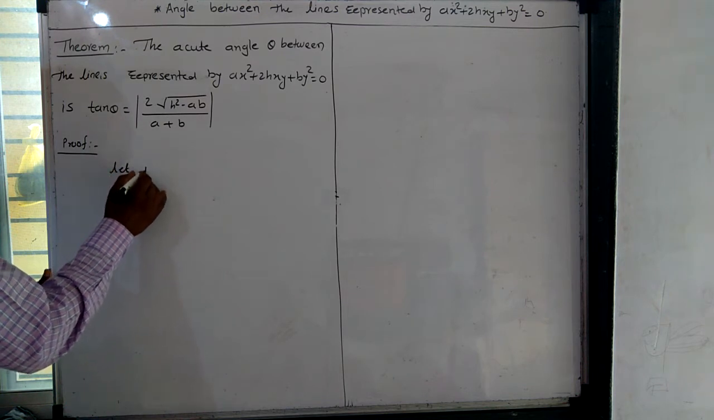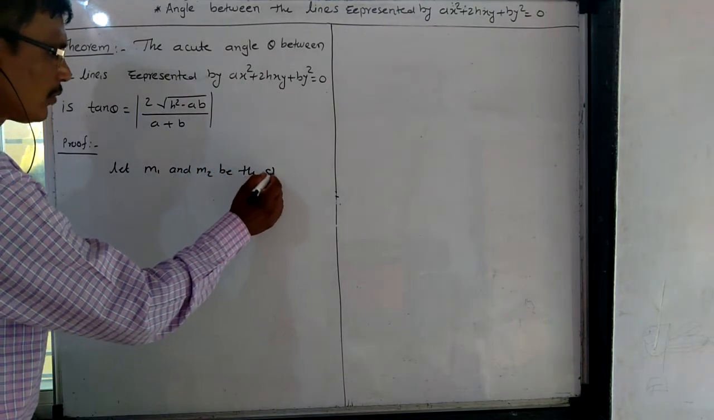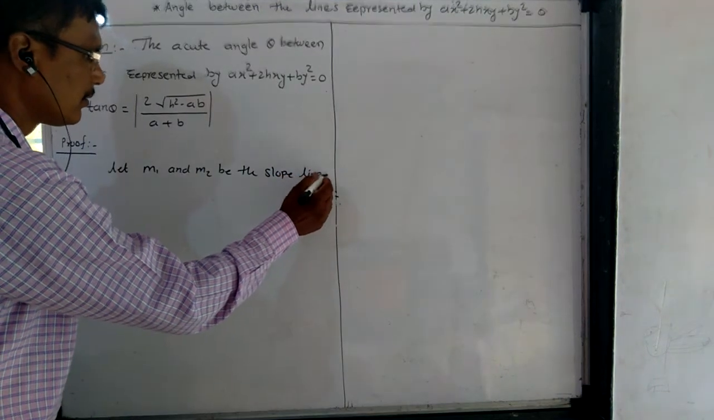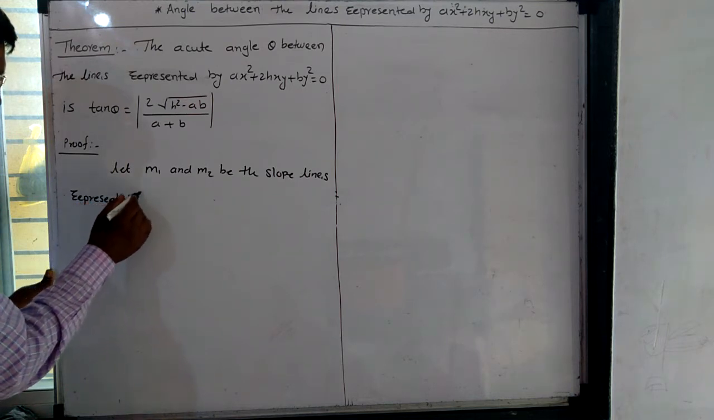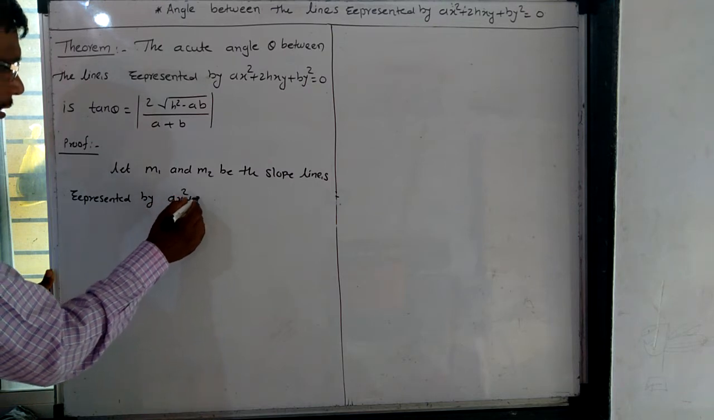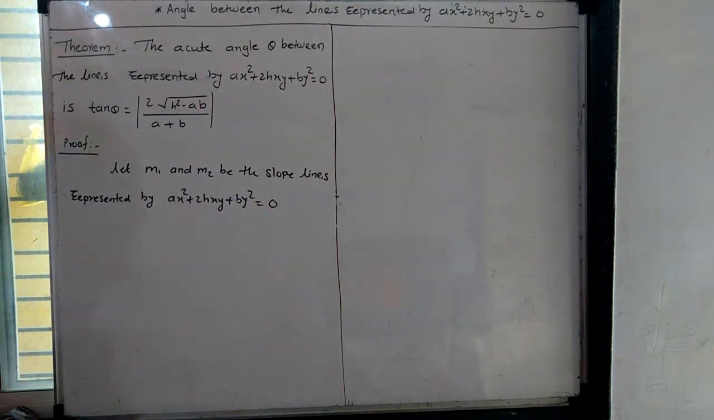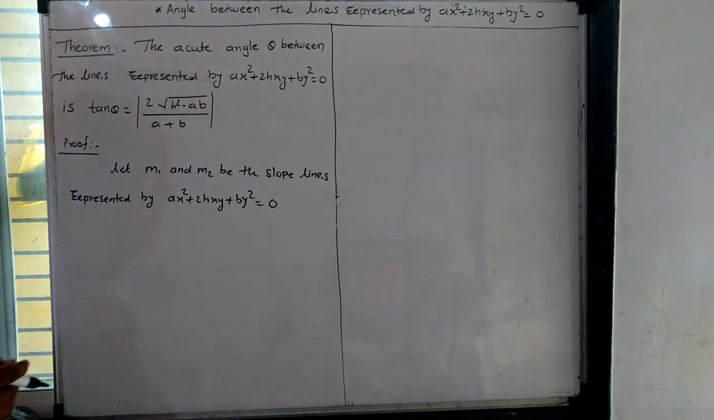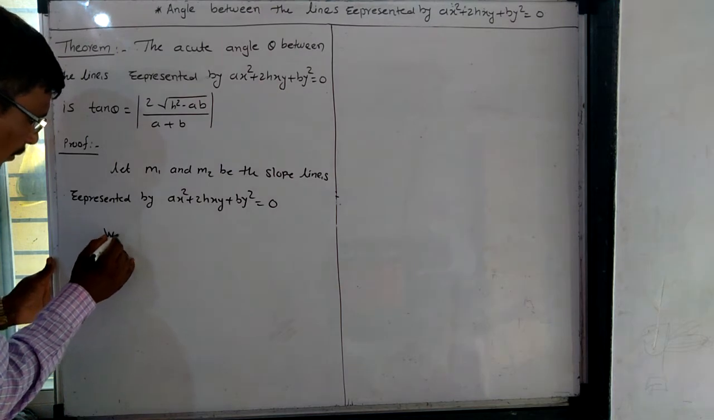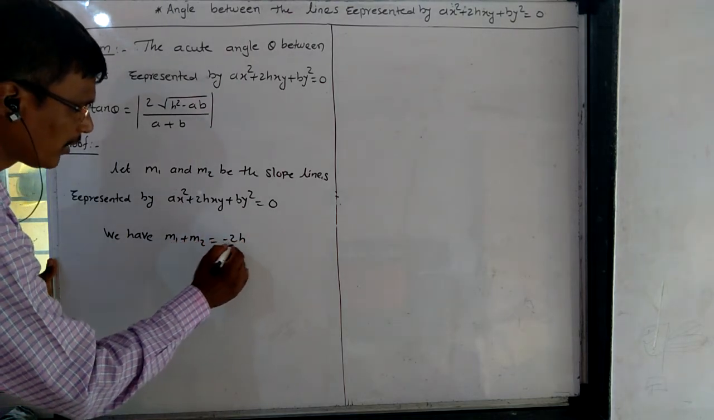let m1 and m2 be the slopes of the lines represented by ax square plus 2hxy plus by square is equal to 0. So suppose m1 and m2 are the slopes of the lines represented by this equation. Then we have m1 plus m2 is equal to minus 2h upon b.